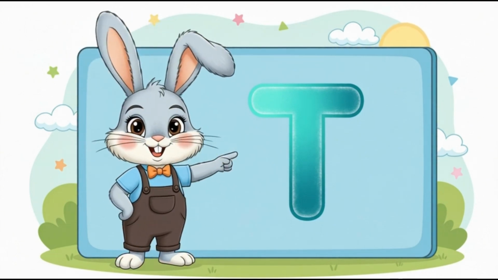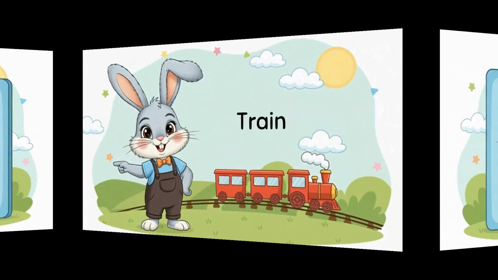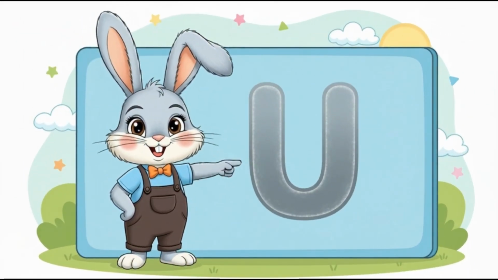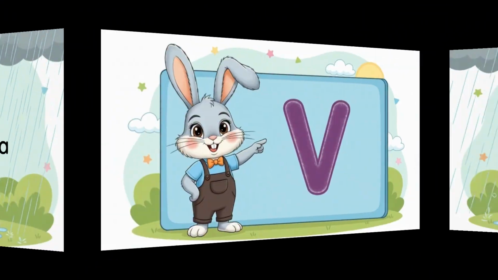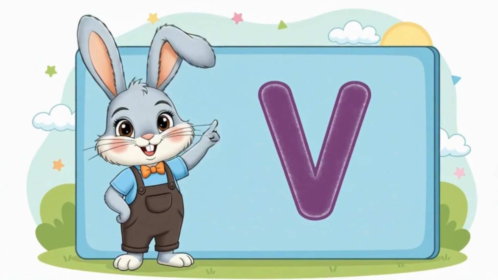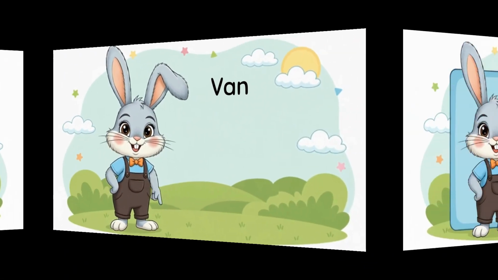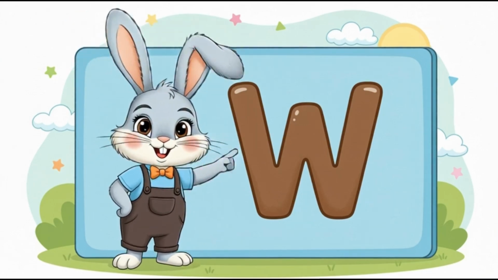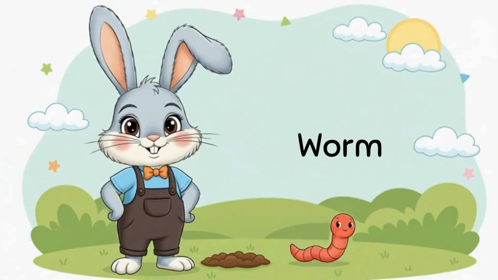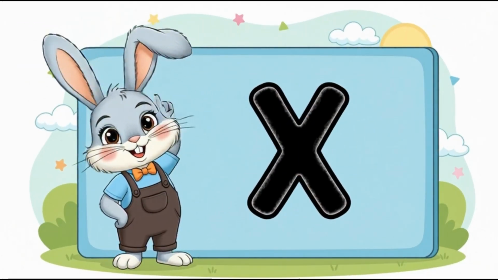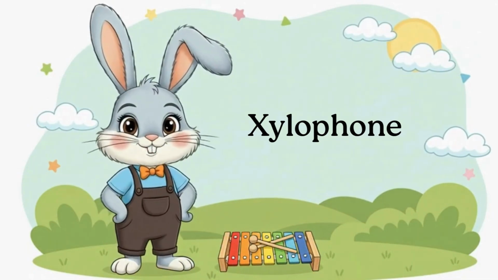T is for train. U is for umbrella. V is for van. W is for worm. X is for xylophone.